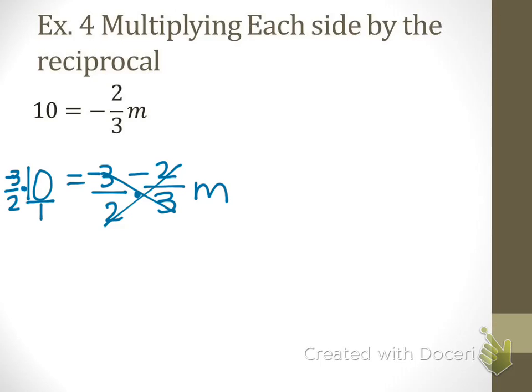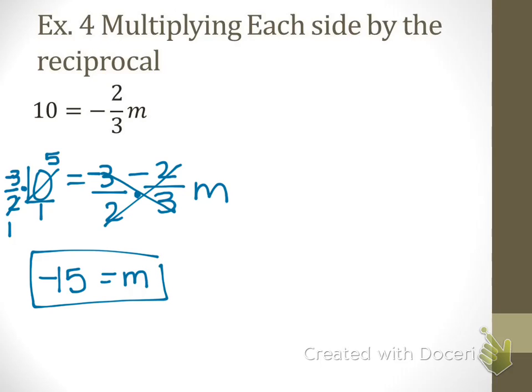And I'm going to write 10 over 1 so I see it as a fraction. Then I can cancel out. 2 can go into 2 one time. 2 can go into 10 5 times. And then I just multiply. Negative 3 times 5 is negative 15. 1 times 1 is 1, which I don't even have to write. I get negative 15 equals m. All right, so let's do another one of these.